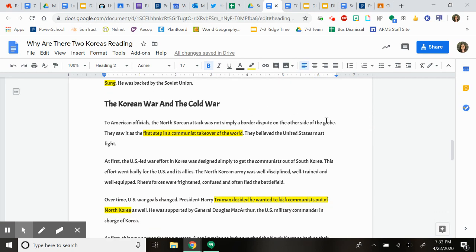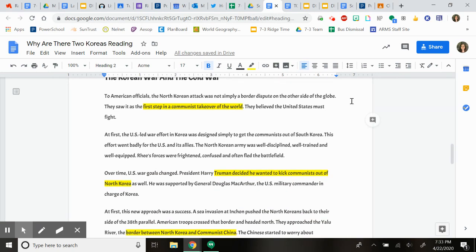The Korean War and the Cold War. To American officials, the North Korean attack was not simply a border dispute on the other side of the globe. They saw it as the first step in a communist takeover of the world. They believed the United States must fight.